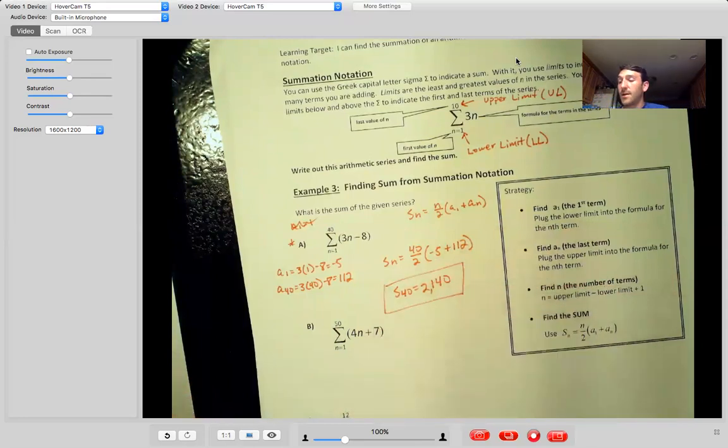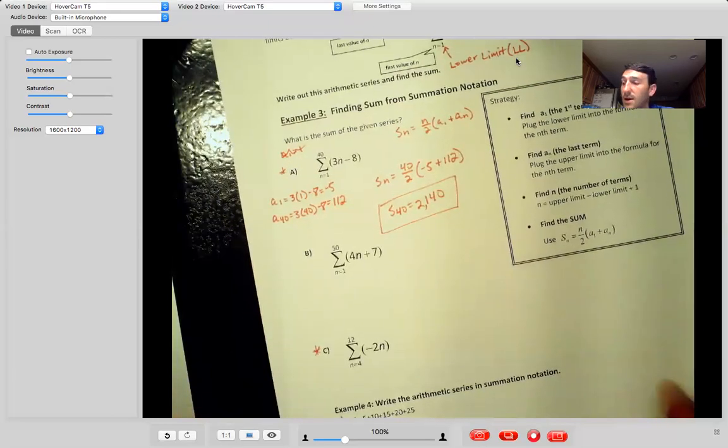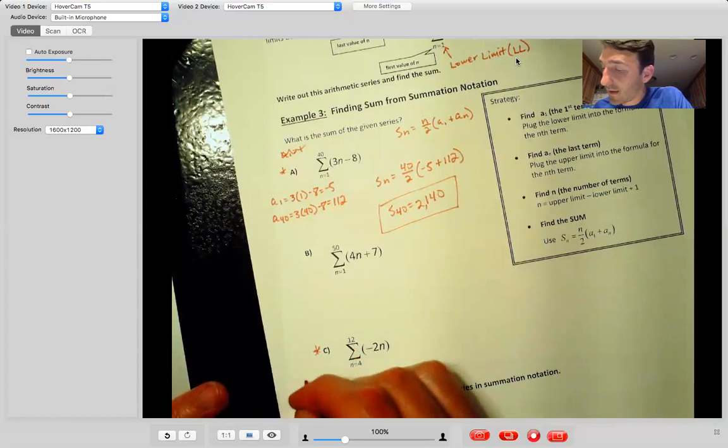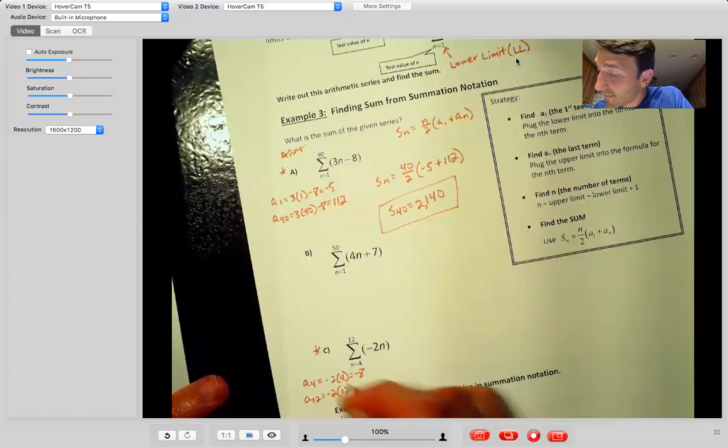All right, and the next one, we are trying to figure out what's the summation. Well, I'm going to skip that one and just do C. So what's the summation of the 4th term to the 12th term is what we're looking for here. So we're not actually starting at the 4th term. So a sub 4 equals negative 2 times 4 is negative 8. A sub 12, negative 2 times 12 is negative 24.